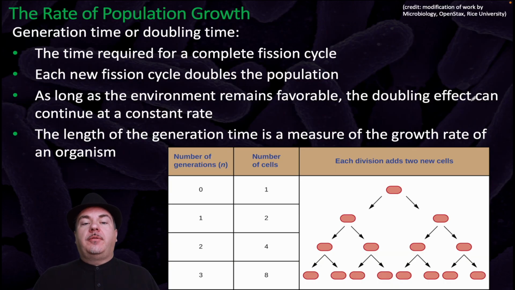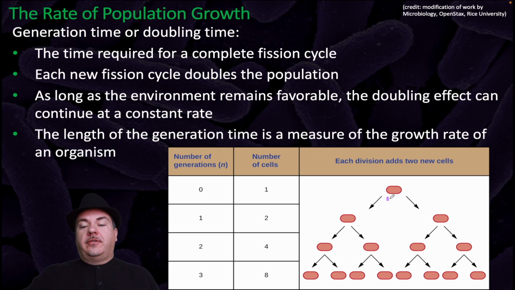Now, when we're measuring the rate of population growth, we have generation time or doubling time. This is the time required for a complete fission cycle. Each new fission cycle doubles the population. As long as the environment remains favorable, the doubling effect can continue at a constant rate. The length of generation time is a measure of the growth rate of an organism.